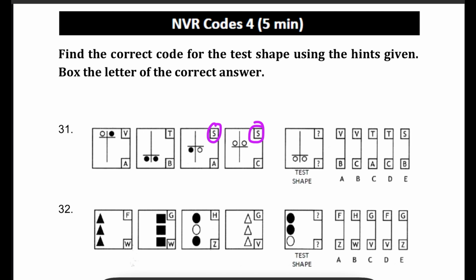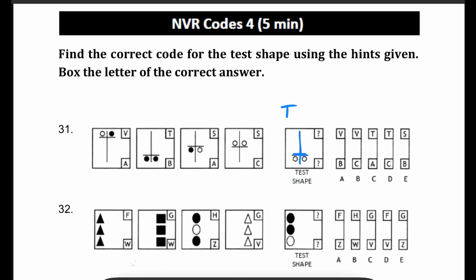And they both have the two lines as a cross overlapping each other in the middle, like to form this shape. In the test shape, it's like this, which matches this one. And the first letter here is a T. So the first letter will be a T here.